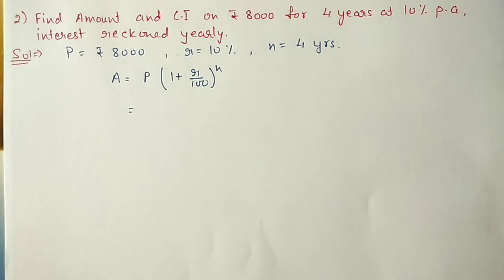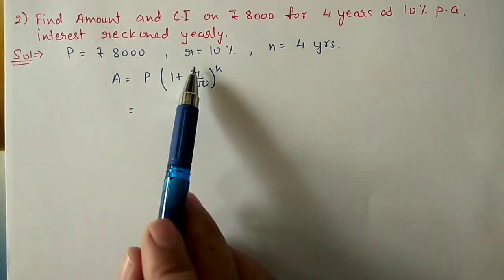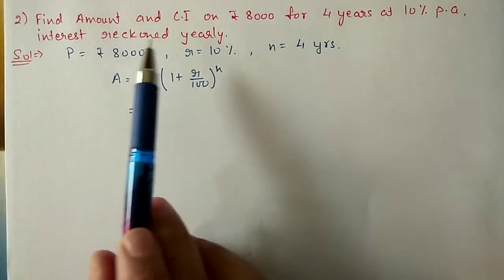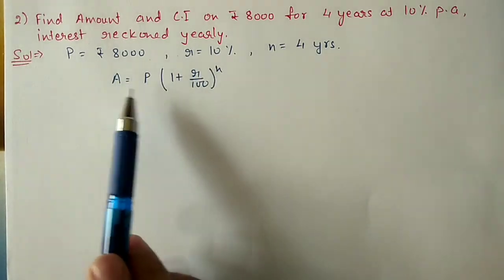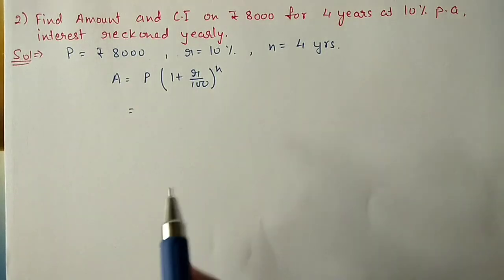Next question number 2, find amount and compound interest on 8,000 rupees for 4 years at 10% per annum interest reckoned yearly. So here principal money is given 8,000 rupees, rate of interest is 10%, n is 4 years, time is 4 years, and it is reckoned yearly. So we will use the yearly formula. A is equal to P 1 plus R by 100 to the power n.